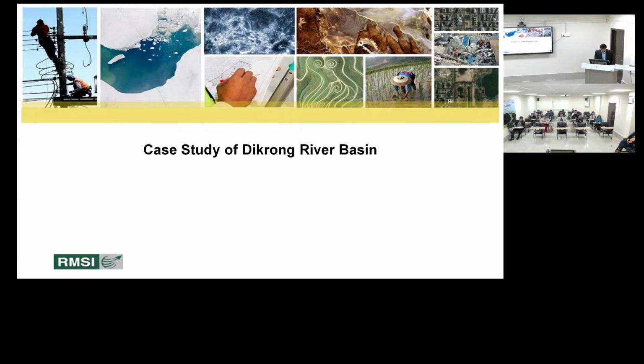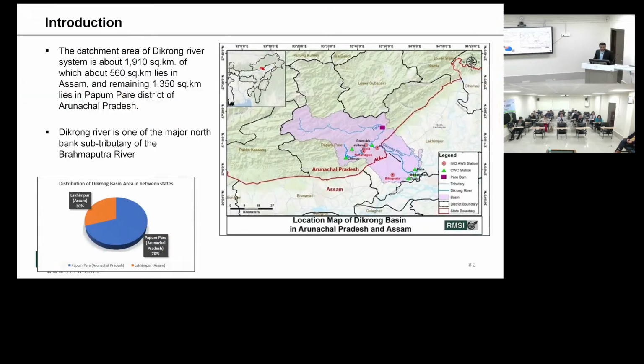I will be presenting on a case study of the Krong River Basin. Let's start with a brief introduction of this basin. It is in the eastern part of the Himalayan range. The catchment area is around 1910 square kilometers, of which 560 square kilometers is in the Assam part, in Lakhimpur district, and the upper area of around 1350 square kilometers is in Papumpare district of Arunachal Pradesh state.